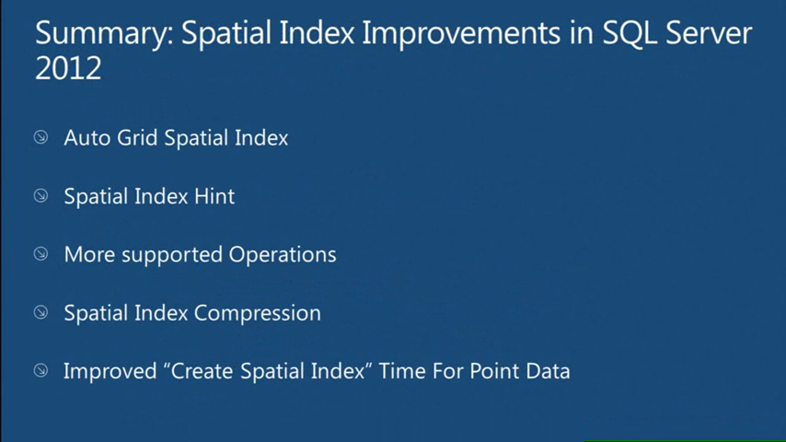So to summarize again, the new things in SQL Server 2012 are AutoGrid and spatial index hint for the query window. We support more operations. We do spatial index compression. And we do better point-in-time data and nearest neighbor queries.